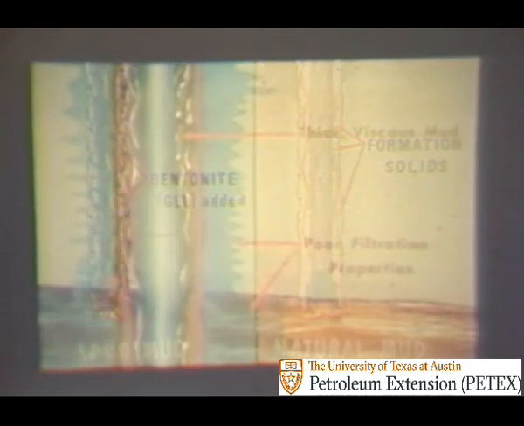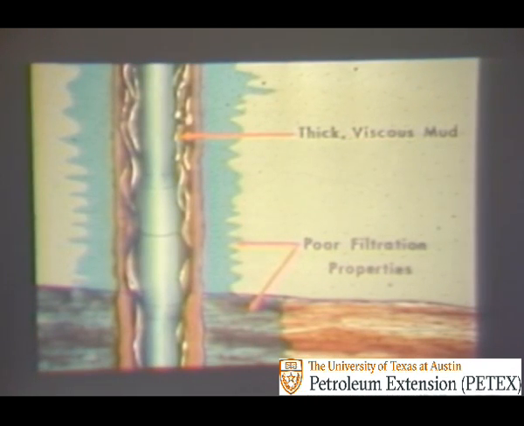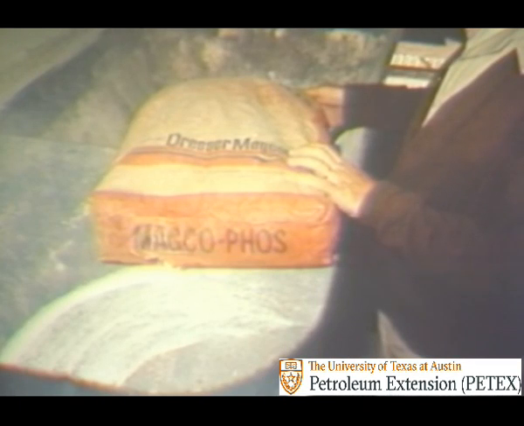As drilling progresses, a natural mud tends to get thick and viscous and have poor filtration properties. It has to be treated. A simple treatment is to add phosphate to the mud system. The phosphate thins the mud and keeps the viscosity down. However, phosphate doesn't do a good job as the temperature increases with depth.